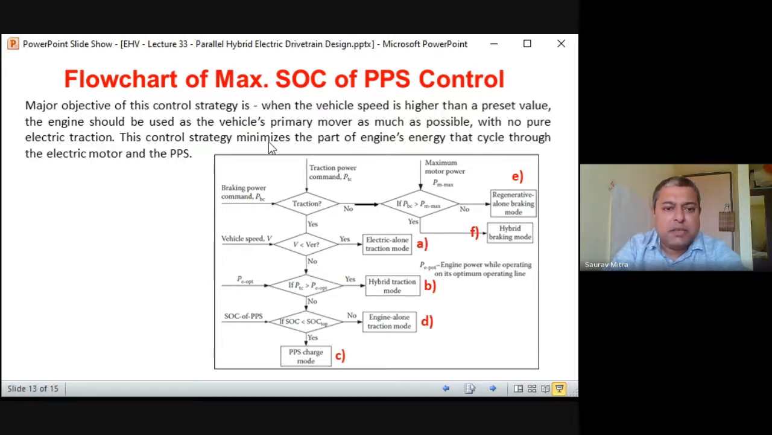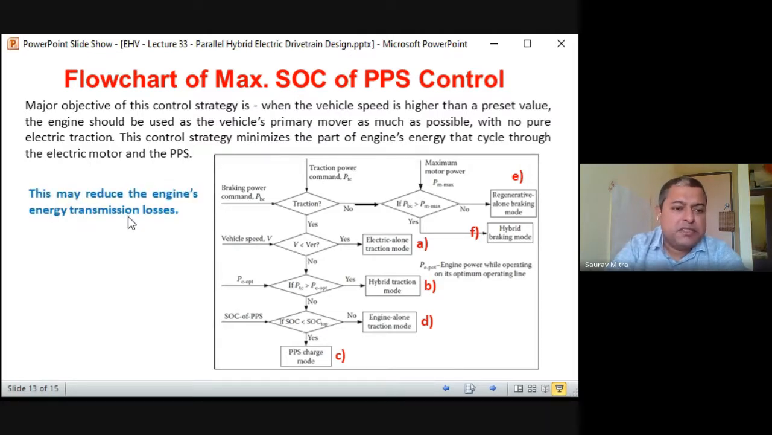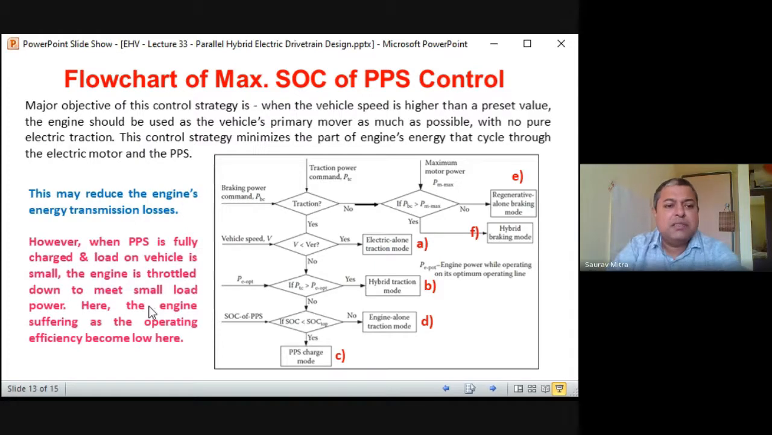The control strategy minimizes the part of the engine's energy that cycles through the electric motor and the PPS. This may reduce the engine's energy transmission losses. However, if the PPS is fully charged and the load on the vehicle is small, the engine is throttled down to meet the small load power. Here the engine suffers, as the operating efficiency becomes low. So, all these things are explained with the help of this flow chart.